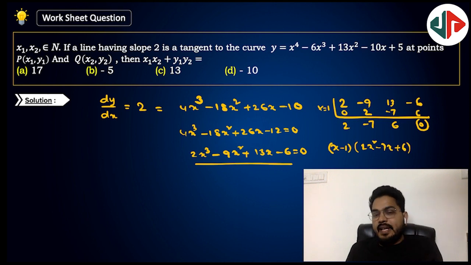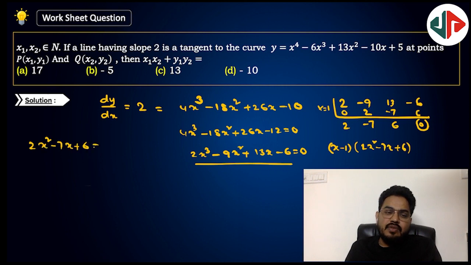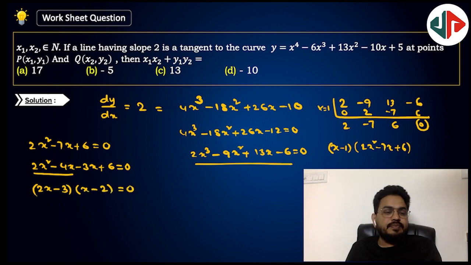Again, here you need to look at what the roots are. 2x square minus 7x plus 6 is equal to 0. So this is 2x square minus 4x minus 3x plus 6 is equal to 0. From here you can take common factors: (2x minus 3) into (x minus 2) is equal to 0. So the roots are x is equal to 1, x is equal to 2, and x is equal to 3 by 2. I am not going to consider this one.